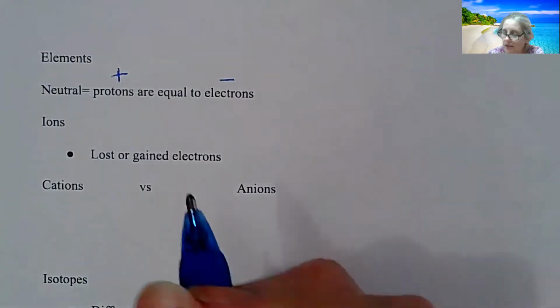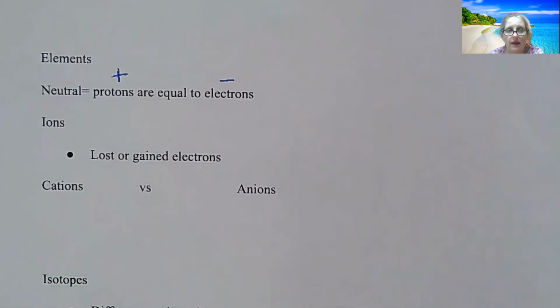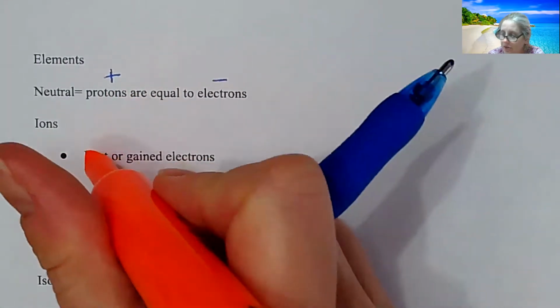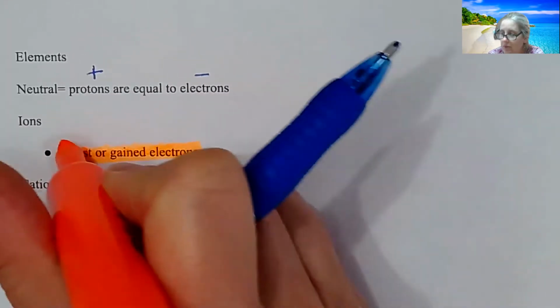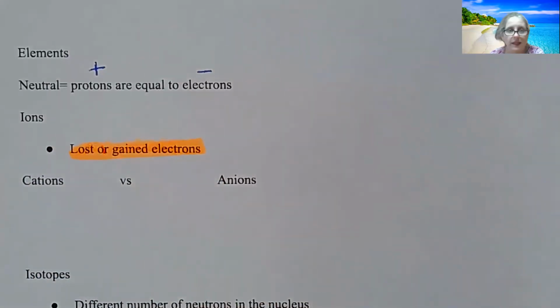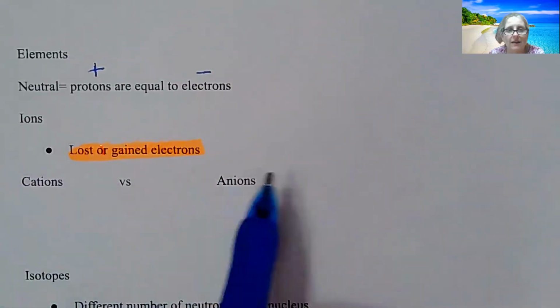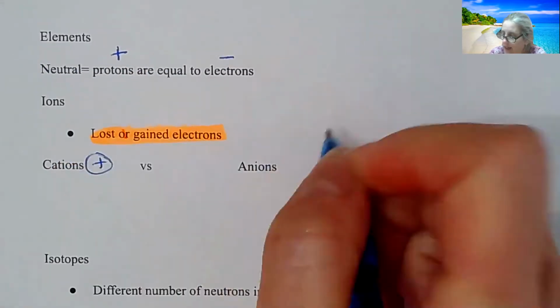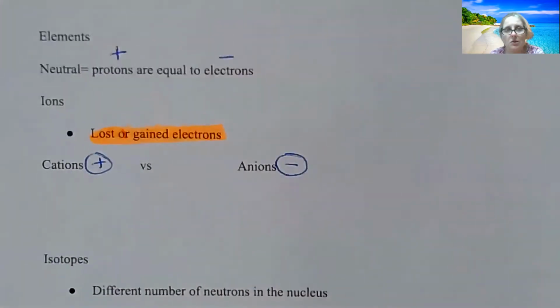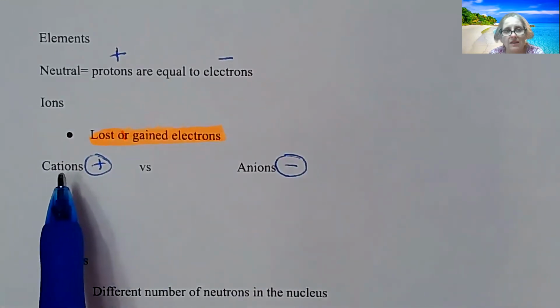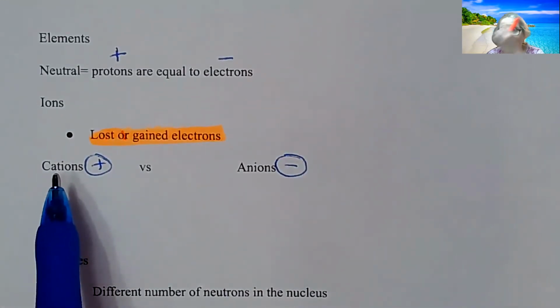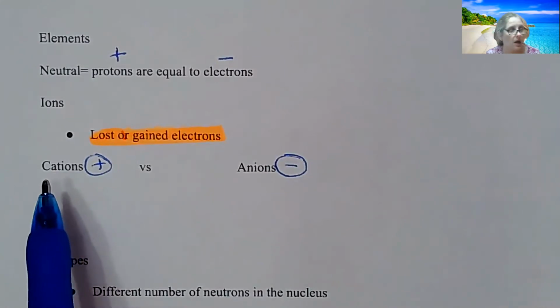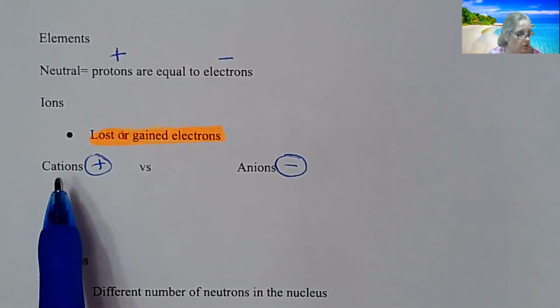But we also have things called ions. Ions have lost or gained electrons. So again, they're not changing the number of protons, but they are changing the number of electrons. We have cations versus anions. Cations are positive, anions are negative. So a way to remember this is cations: the T is essentially a plus sign. That's going to be how you remember the difference between those two.